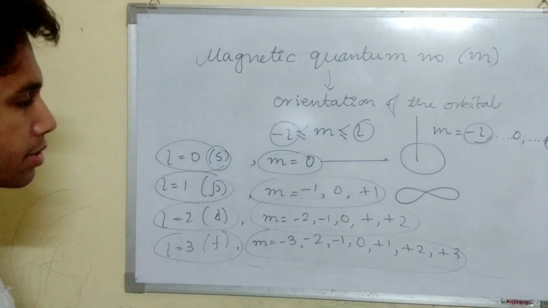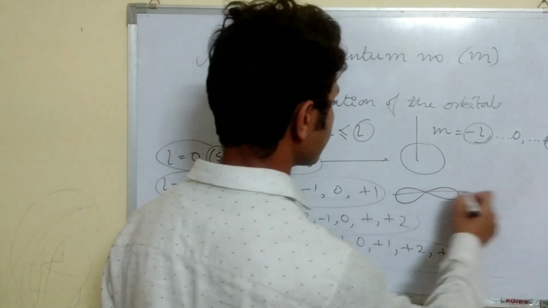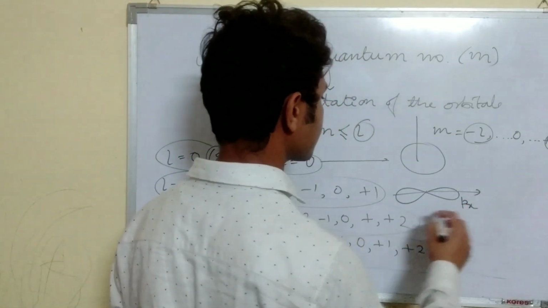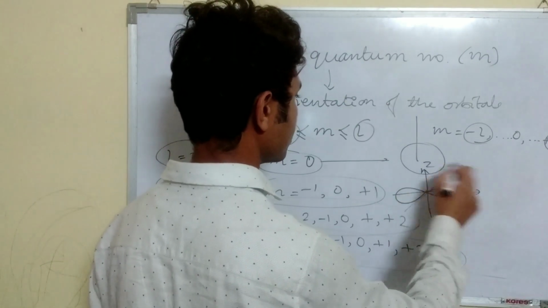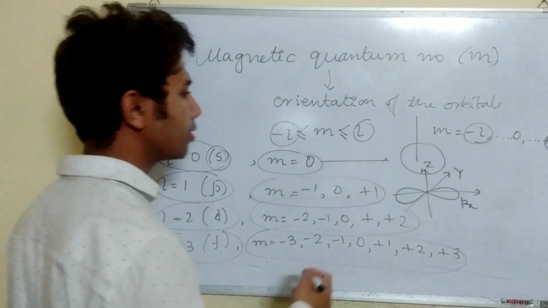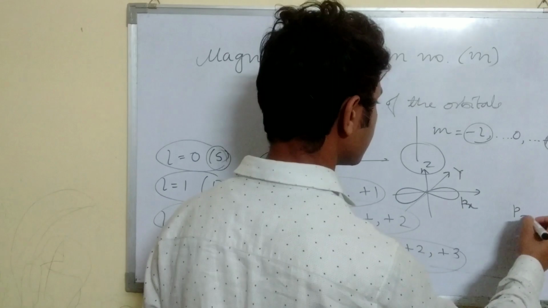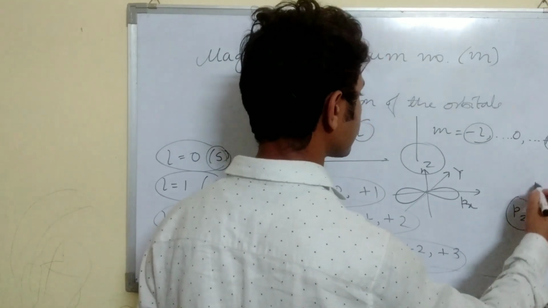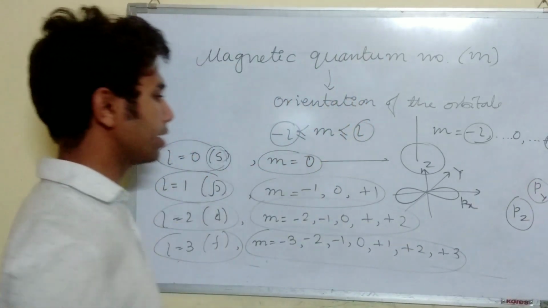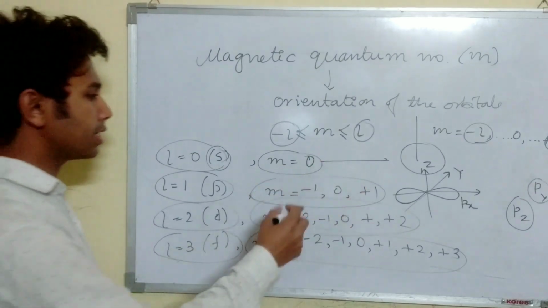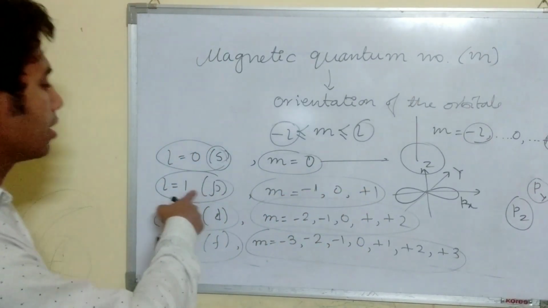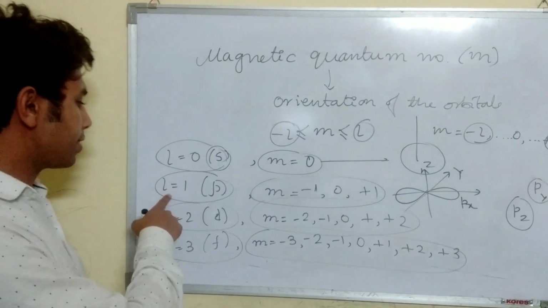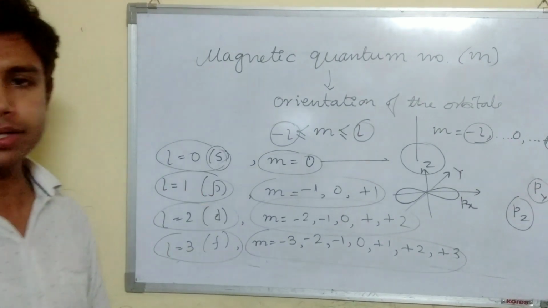Along the x-axis, we'll get Px. Along the z-axis, we'll get Pz. Along the y-axis, we'll get Py. So these three orbitals we'll get from the value of L is equal to 1, means for the P subshell.